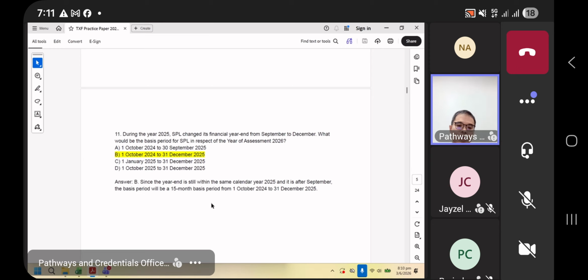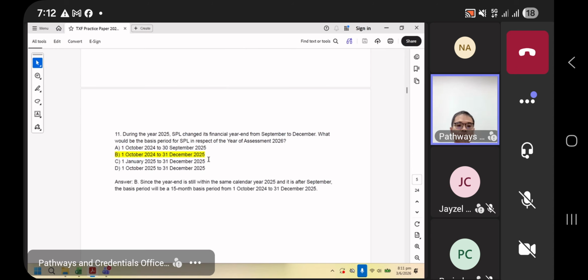Okay, so what this means is that SPL wants to change its financial year end from September to December. So that would be a 15 month period. So what this means is that you can file, that means your YA 2026 will start from 1st October 2024 all the way to 31st December 2025. So essentially, you will be filing a 15 months period.